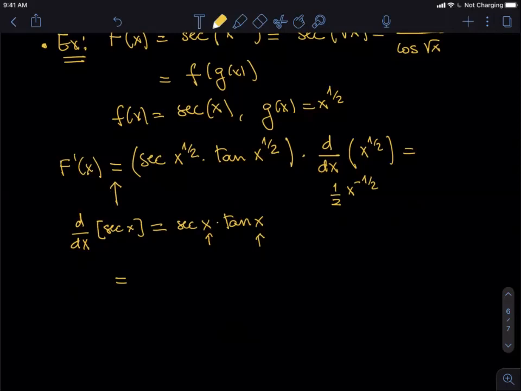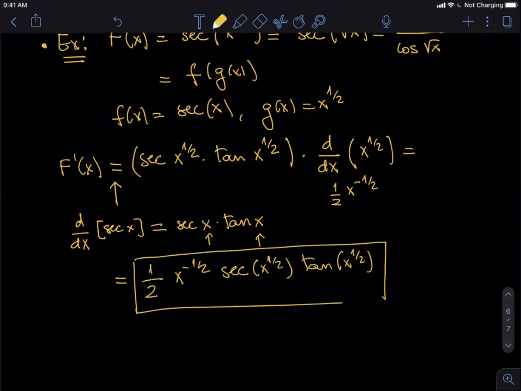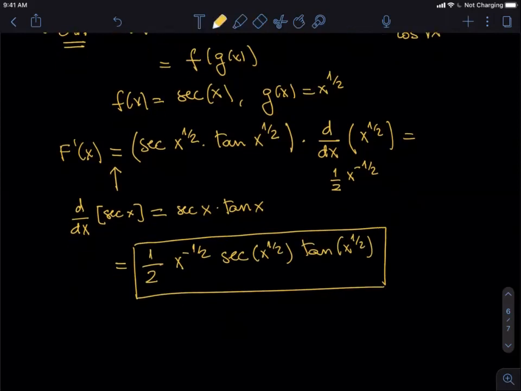Okay. So we can leave it as it is: 1 over 2 x to the negative 1/2, the secant of x to the 1/2, the tangent of x to the 1/2. And this is the derivative. Okay, we can simplify it more. We can write x to the 1/2 as square root, many ways.